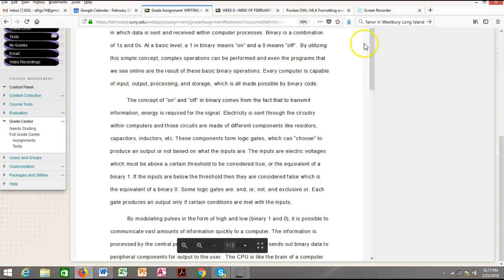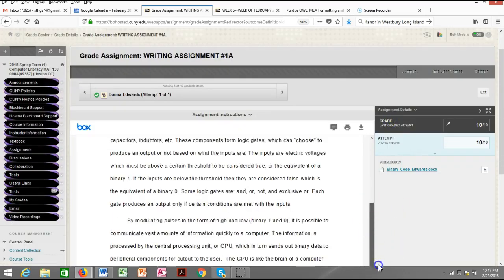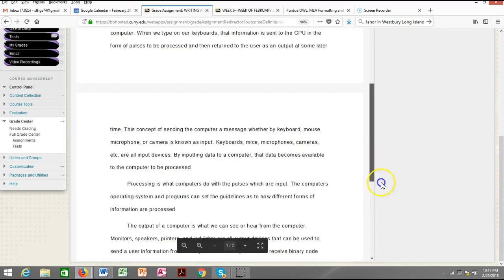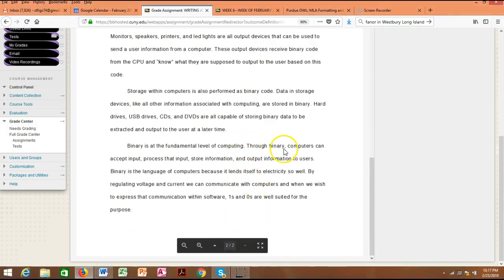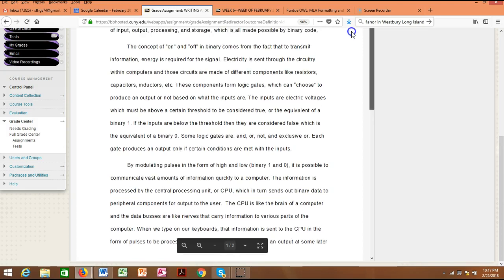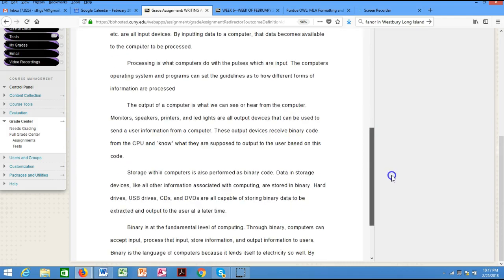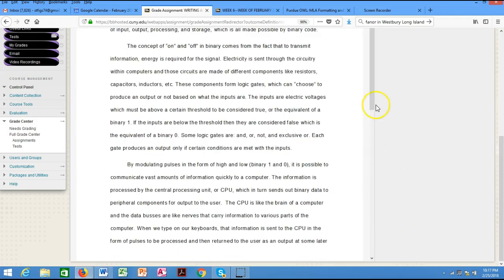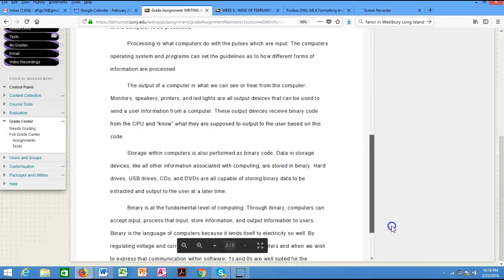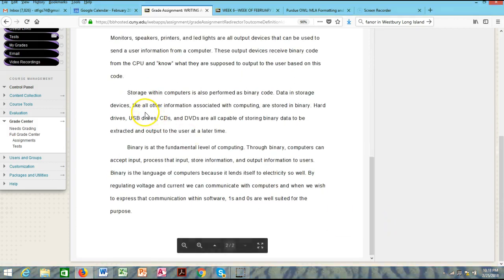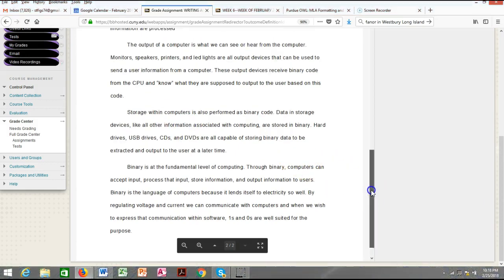I want to make sure that you understand the connection between all of this. And notice, "Through binary, computers can accept input, process that input, store information, and output information to users." Remember that the student spoke about input, output, processing, and storage. It's the same thing here. So there's a connection between what the student is going to talk about in the introduction, and the conclusion tells the reader that the writer has already done this. I want to make sure that you understand the connection.